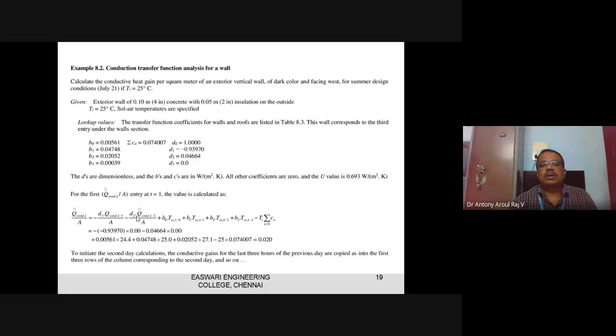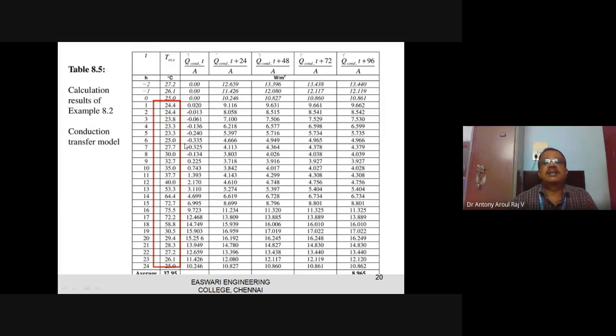That means every hour you have to do the calculation. It is interesting. You can see it, that is given in this table. So this is the time. Initially they are taking hours before. This is my night 1 o'clock. They are taking the 3 values before that, because we are interested from 1 o'clock.